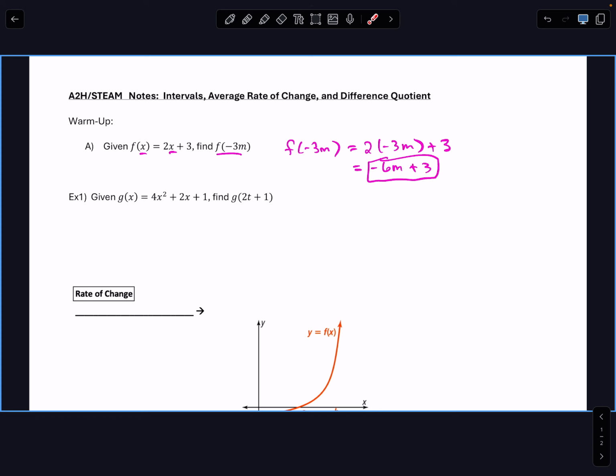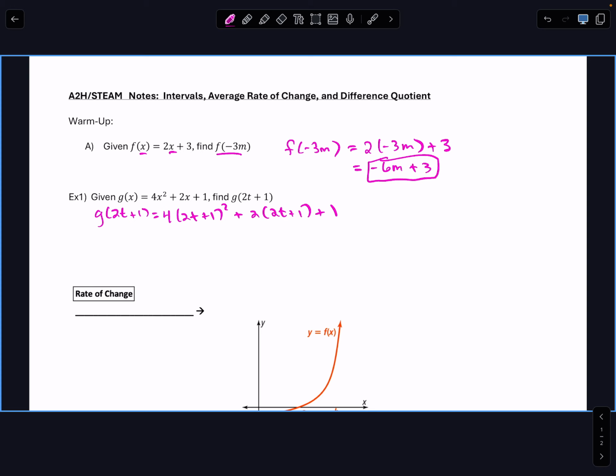All right, in this example 1, given g of x, we have x's here, here, and here, but we want x to be 2t plus 1. So we're going to substitute that 2t plus 1 in for x. That quantity is going to have to be squared here, because x is squared. Then we're going to take 2 times the quantity. And don't forget the adding 1. That's something that can be missed.